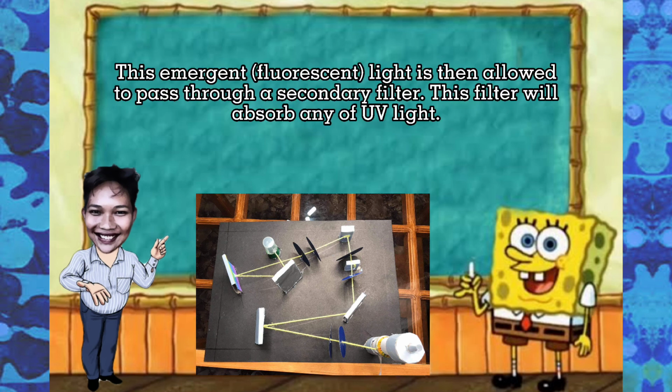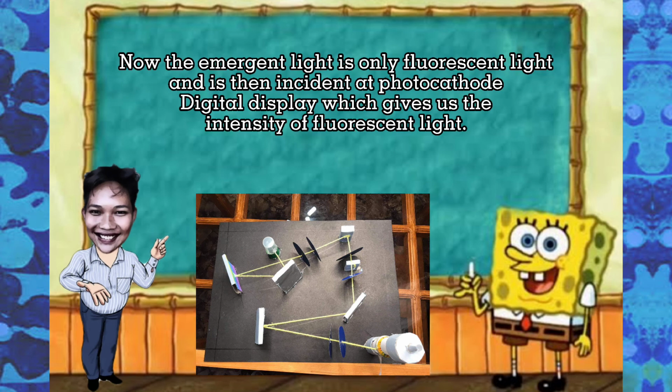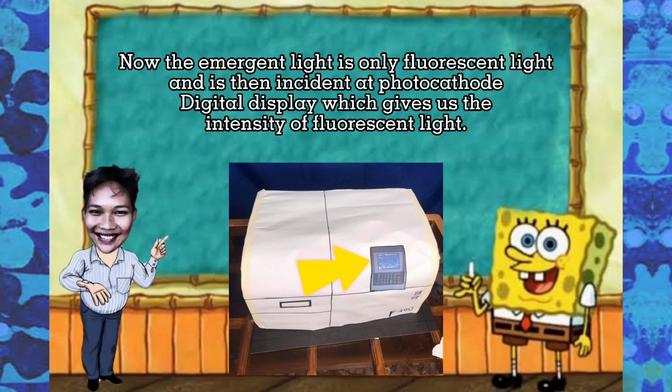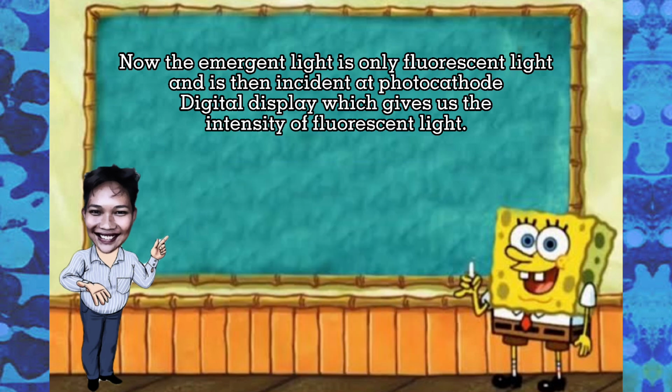This emergent light, which is supposed to be fluorescent light, is then allowed to pass the secondary filter or the emission filter that will absorb any UV light. Now, the emergent light is only fluorescent light and is then projected at an incident directing to the detector. This detector is connected to a photocathode and digital display, which gives us the intensity of fluorescence in the sample.